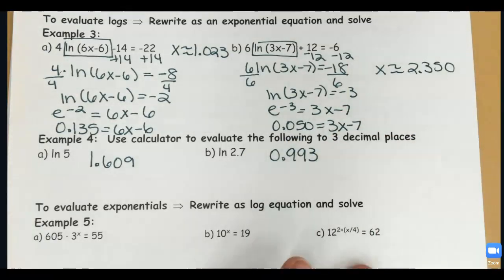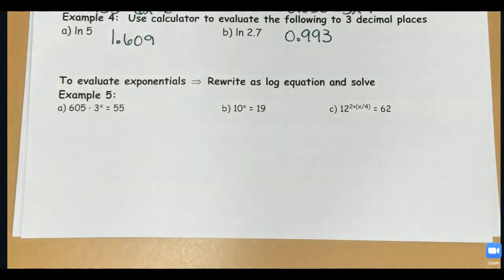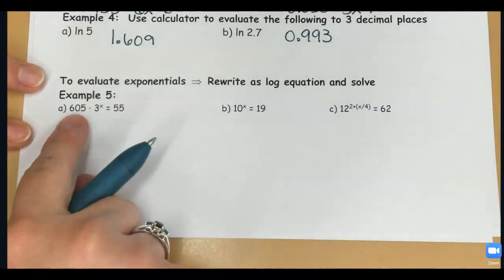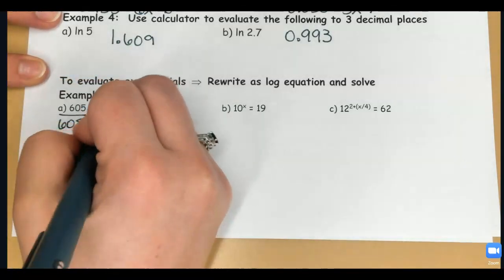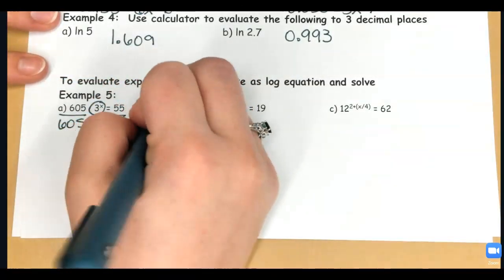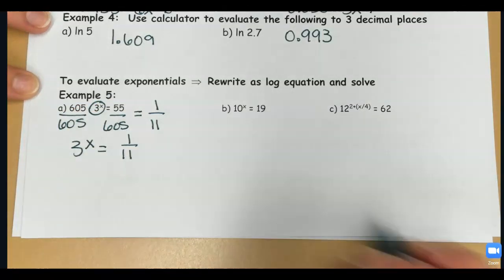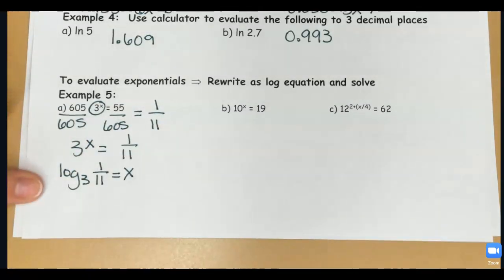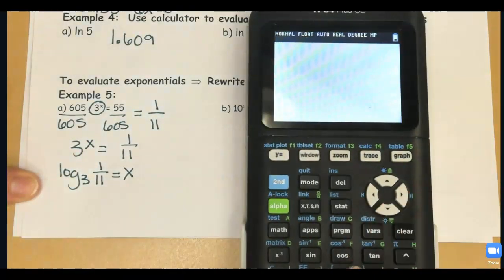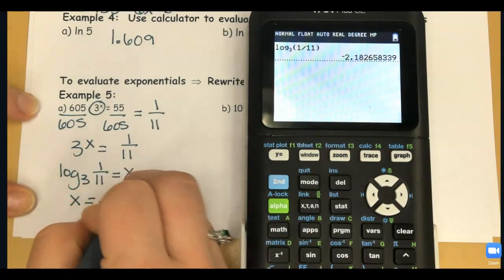The last thing we're going to do is solve some exponentials. Similar to solving logs, you first need to get it by itself, then you're going to rewrite it as a log equation and solve. So here on A, 3 to the x is my exponential, so I need to divide the 605 to get it alone. I am going to leave this as a fraction, and it does reduce to 1 over 11. So if 3 to the x is 1 over 11, when I rewrite that as a log, that's going to be log base 3 of 1 over 11 equals x. Well, I can find log base 3 of 1 over 11 in my calculator. Again, going math, alpha a when my base is not 10. And there is my x.